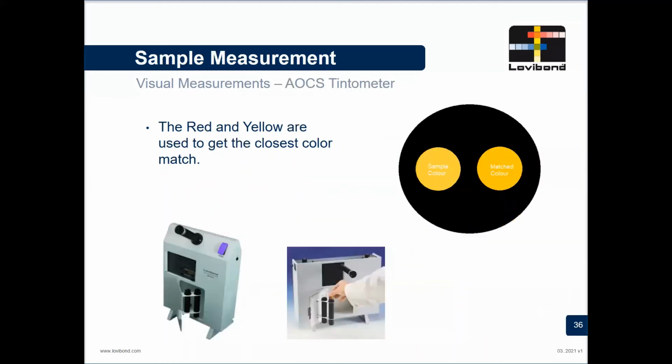Now, similarly here with the AOCS method, because the colors are separated, as I said earlier, you're kind of ignoring the brightness, so you're just using the red and yellow. So in some ways, a little bit more of a simpler measurement than the Lovibond RYBN. So you're just matching the red and yellow to the closest.